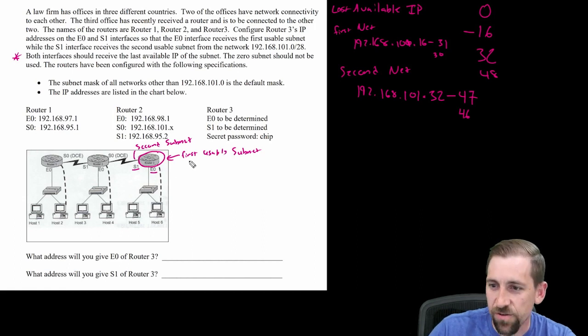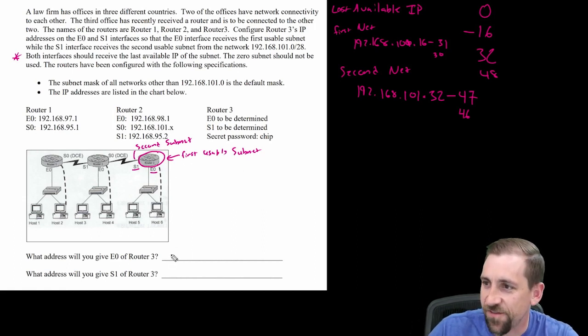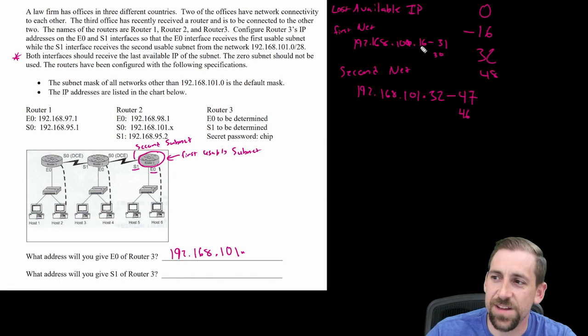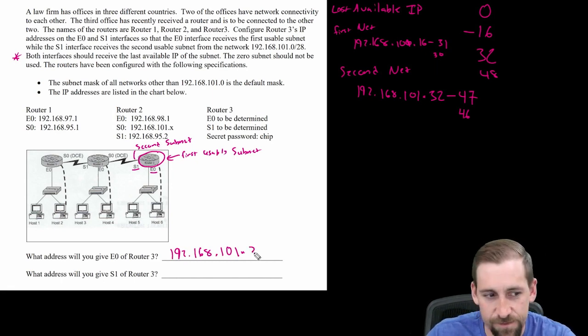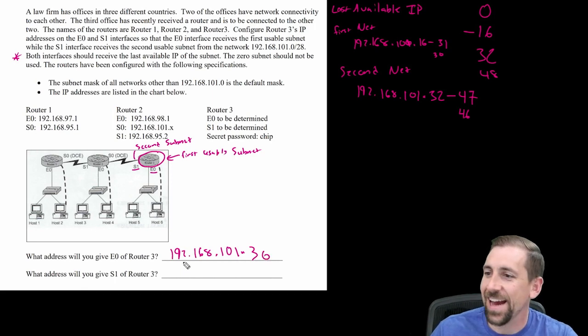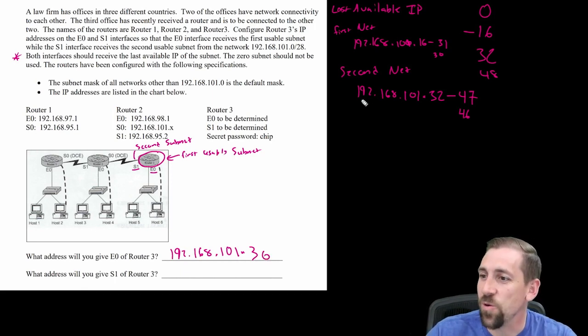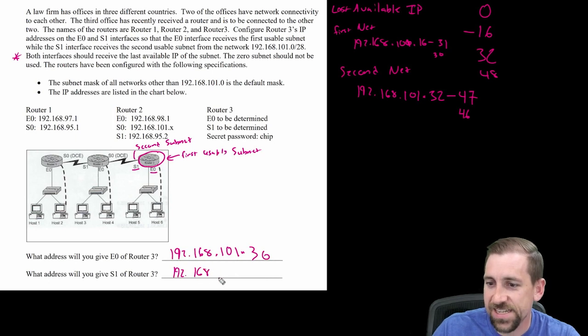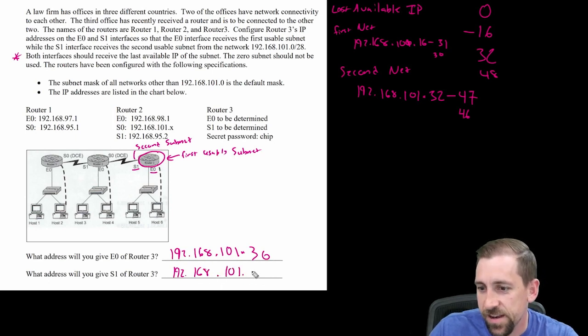And we said E0 uses the first usable subnet. So the first usable subnet is 192.168.101. And the first usable subnet is the .16 subnet, and the last usable address in that subnet is .30. And the second usable subnet is the 192.168.101.32, which is what S1 should get, the second subnet with the last address in that space, 46. 192.168.101.46.